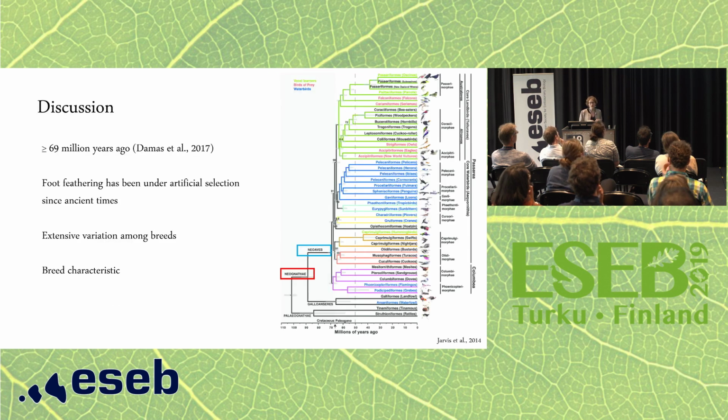So a little bit of discussion now. Even though chicken and pigeon diverged more than 69 million years ago, it is really amazing to see that the same phenotype is likely determined by the same genes and also the same underlying genetic basis. This trait has been extensively selected in both species over time, and it is also associated with very different variation in terms of type of feathers and length. This trait has also become a breed characteristic that breeders are actively selecting for.